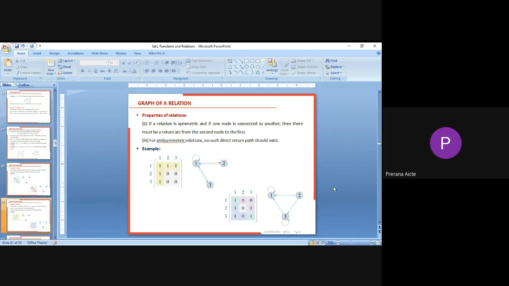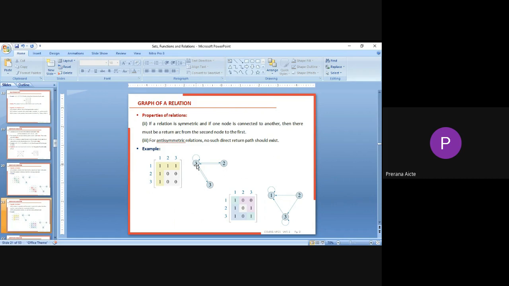So like that I can say about this one. Next, the second property. If a relation is symmetric and one node is connected to another, then there must be a return arc from the second node to the first node. That means if we have the edge (1,2), then we will also have the edge (2,1). If you have the edge (1,3), we will have the edge (3,1). Then we can say that it is following the symmetric property.